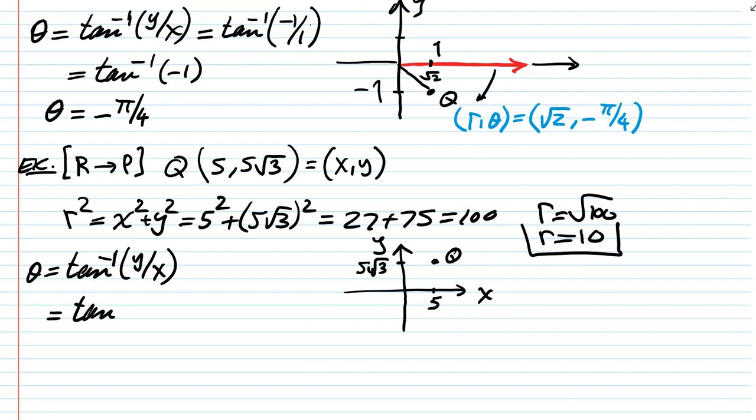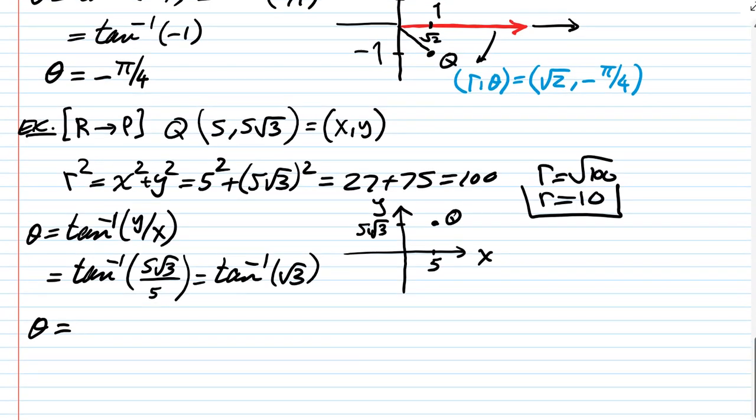And this is going to be the arctangent of y, which is 5 root 3 divided by 5. And that's simply arctangent of square root of 3. And in the first quadrant, again, we know that tangent of 60 degrees is square root of 3, correct? So theta is going to be pi over 3. Therefore, Q has coordinates r, theta. r is going to be 10, and theta is going to be pi over 3. Those are the coordinates in polar.